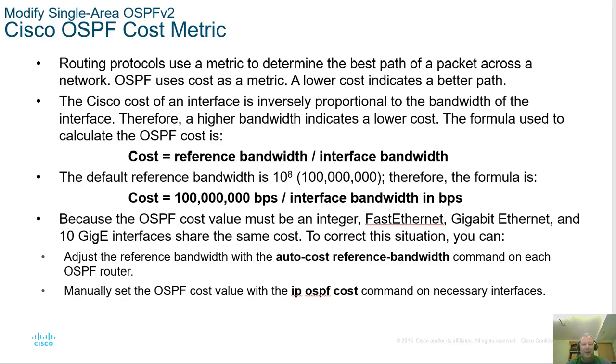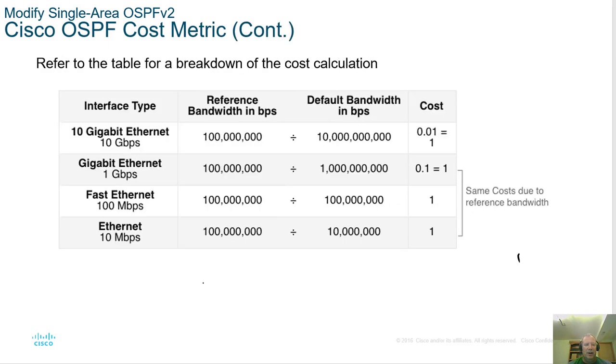So what happens is the cost value, which is the reference bandwidth divided by the actual bandwidth, will give you the cost value. So if the reference bandwidth, which is 100 million, is divided by something like 10 billion, it gives you a cost of 0.01, which equals a cost of 1. So we round up to the whole number no matter what.